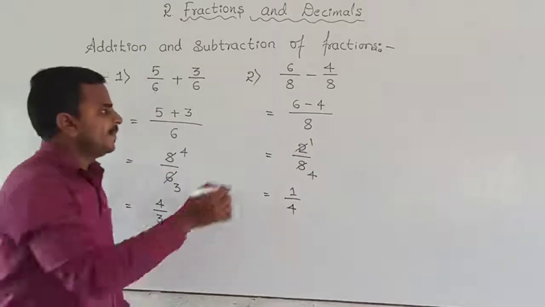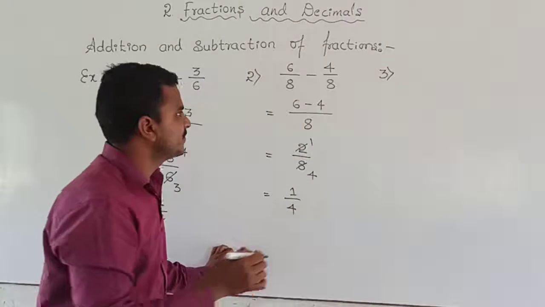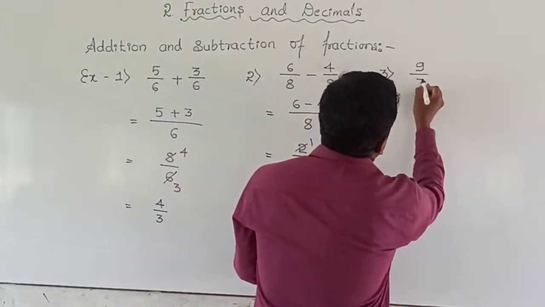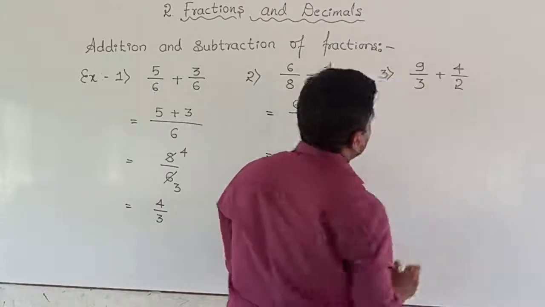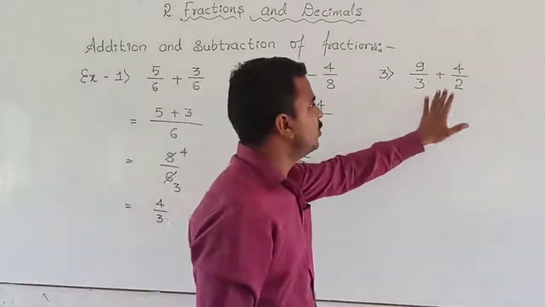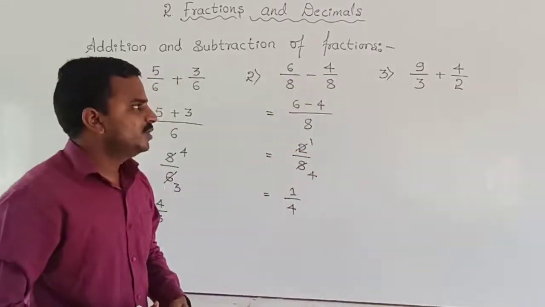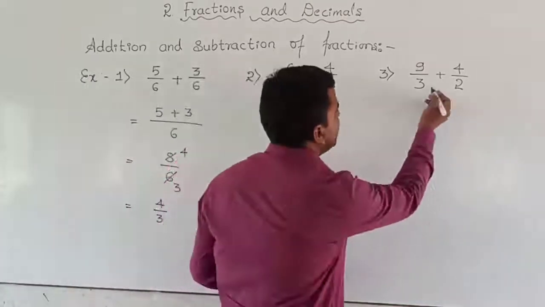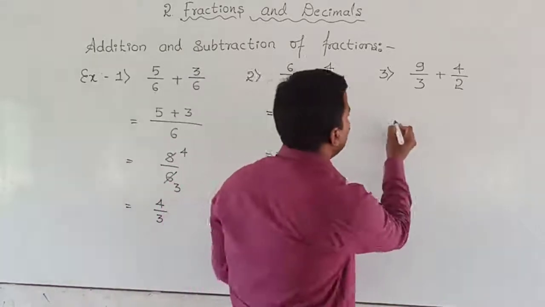Next, sometimes they will give a different type of question. See the third one, 9 by 3 plus 4 by 2. See, the denominators of these fractions are different. In this case, you can solve it using the LCM method or the cross multiplication method. I will solve this one using cross multiplication. See how to solve this.